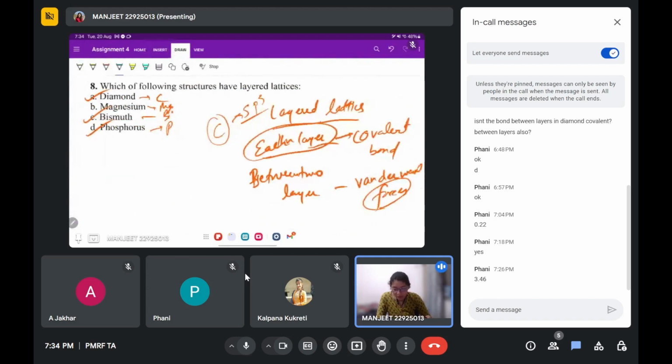In question number 8, what is the layer structure? Layer lattice: diamond, magnesium, bismuth, and phosphorus. So diamond, bismuth, and phosphorus. Generally, here the covalent bonding and weak forces lead to your layer structure.